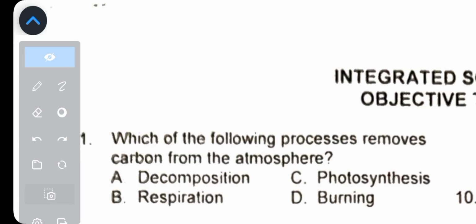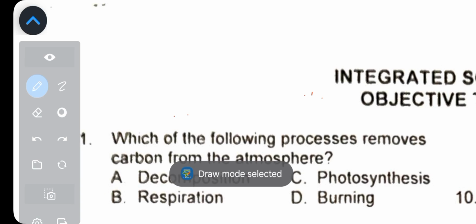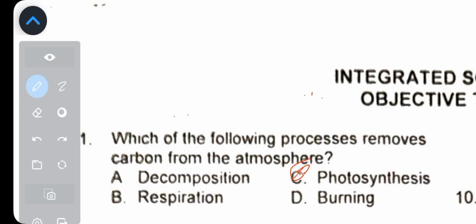So with the first one, which of the following processes removes carbon from the atmosphere? A, decomposition, B, respiration, C, photosynthesis, D, burning. And the answer to this question is C, photosynthesis.